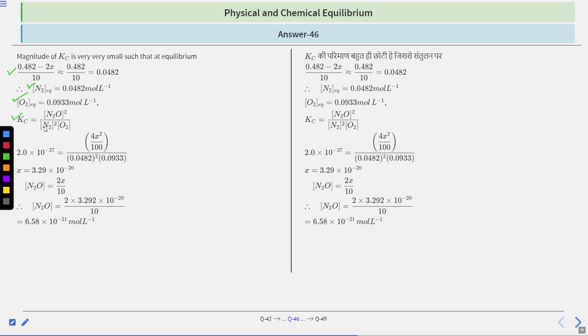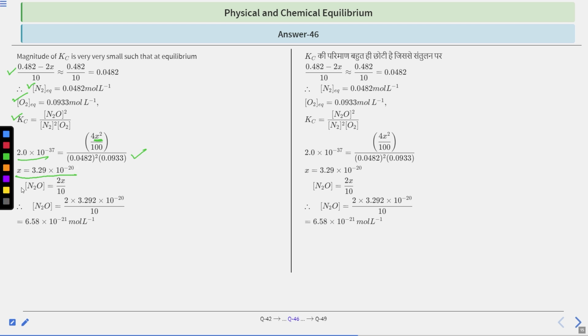Now, Kc for the reaction is product concentration divided by reactant concentration. So N2O to the power 2 divided by N2 to the power 2 into O2. So Kc is given, we put the value, and N2O we have taken as 2x by 10, so on squaring it becomes 4x square by 100, and N2 we have 0.0482 whole square, O2 0.0933. Now we just solve this equation and find the value of x, because x is the only variable in this equation. So x is equal to 3.29 into 10 to the power minus 20.